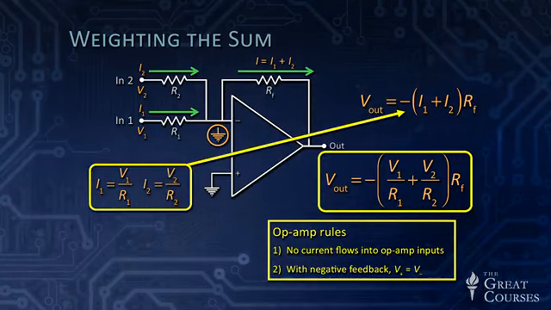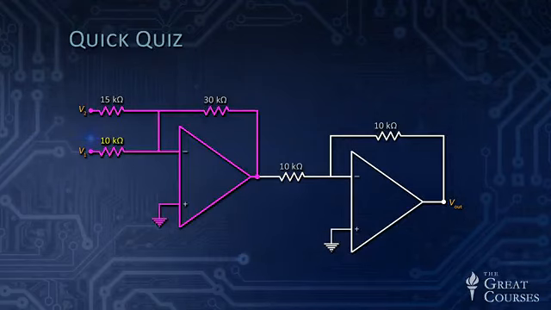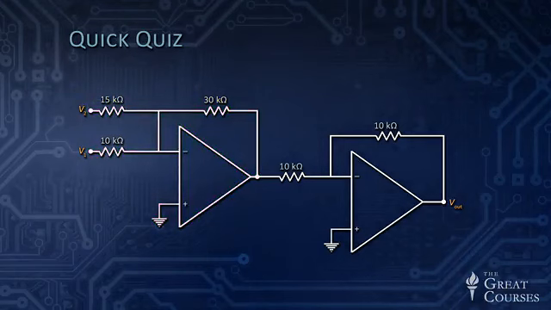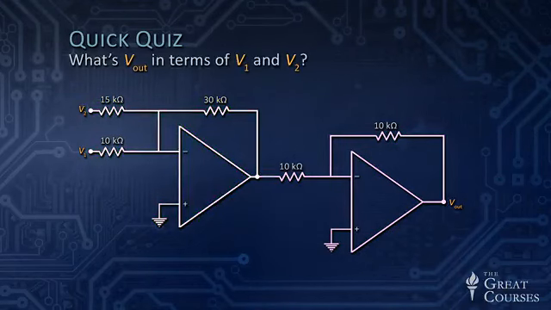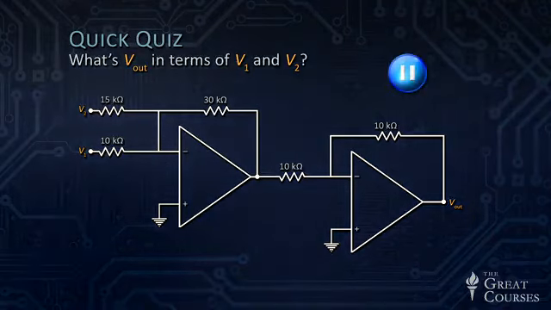And to see if you've got this whole concept, and that's a lot coming at you pretty fast, let me give you a quick quiz. So here's a circuit in which I have an inverting summing amplifier at the beginning. It's got a 10 kiloohm input resistor for V1. It's got a 15 kiloohm resistor for V2. It's got a 30 kiloohm feedback resistor, and then it flips into a unity gain inverter. What's Vout in terms of V1 and V2? Press your pause button and figure this out, and we'll come back and look at it.